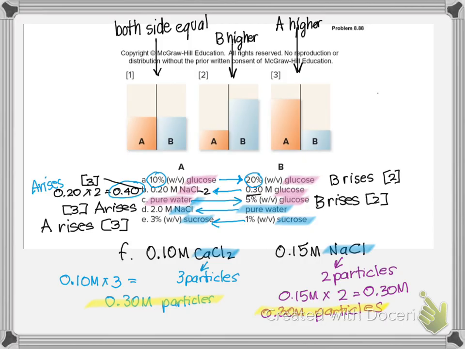So neither side has a higher osmotic pressure, and the water will move freely back and forth in both directions, not causing either side to rise. So it's not going to move more in one direction than another because their particle concentrations are equal. So that would be an example where you would get the picture number 1. The sides remain equal because both sides have the same concentration of particles.